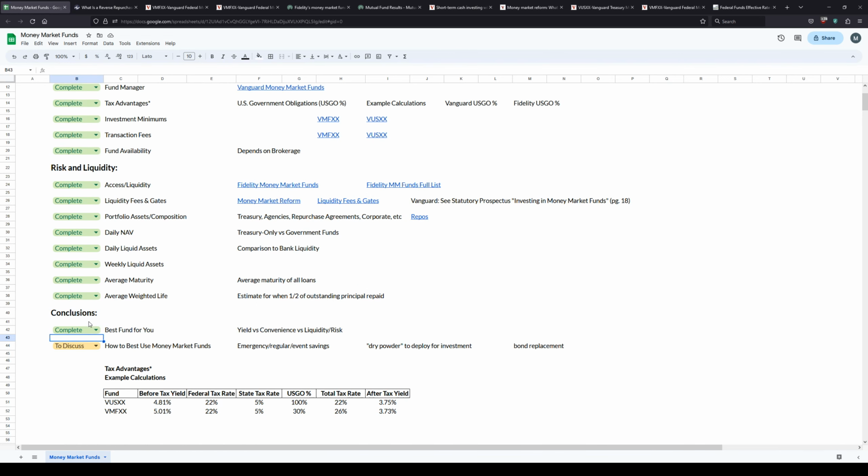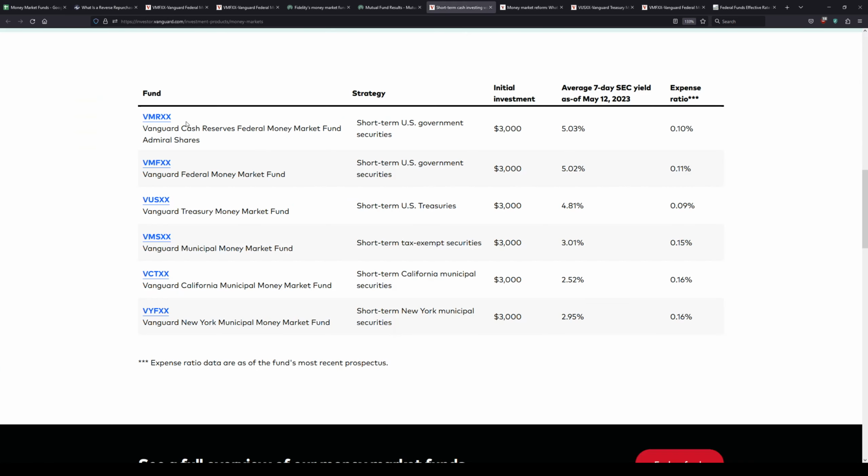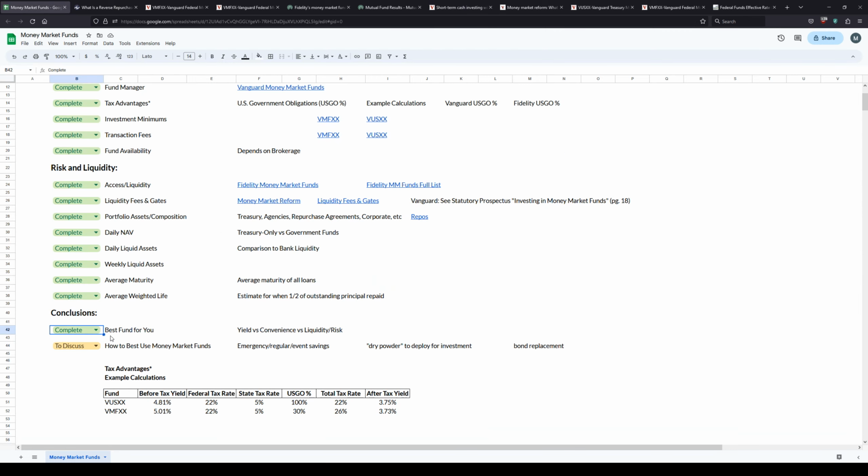So you have the tools to find the best fund for you, though I would probably assume for most people, it likely is going to be one of the Vanguard fund options, either the two that we've mostly been discussing, or I believe you also have the Vanguard Cash Reserves Federal Money Market Fund. So overall, you now have the tools to find the best fund for you, although I'm assuming for the majority of people, it likely will be one of the Vanguard fund offerings that they have for money market funds.